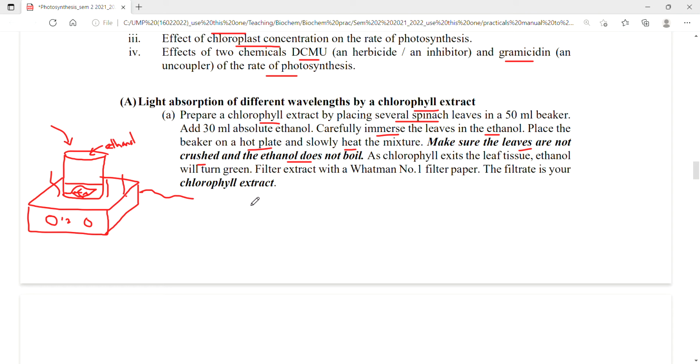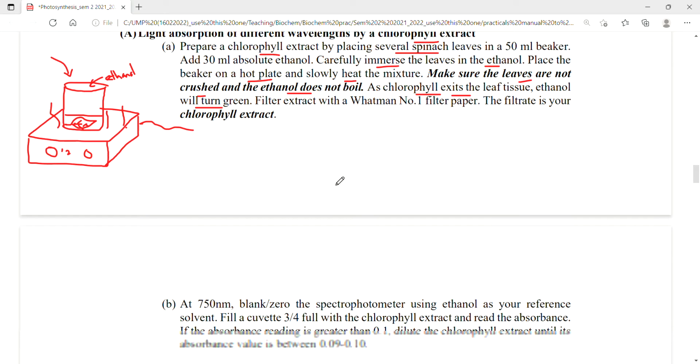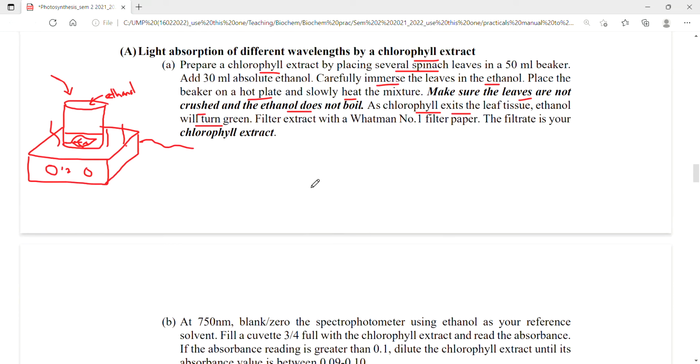We do this for some time because no proper time has been given, perhaps watching the chlorophyll leaving until the green color of the ethanol appears. Ethanol is actually a clear solution. Once it starts to leach out the chlorophyll, the ethanol will start to become green in color. That is the indicator. So assume you're already satisfied.